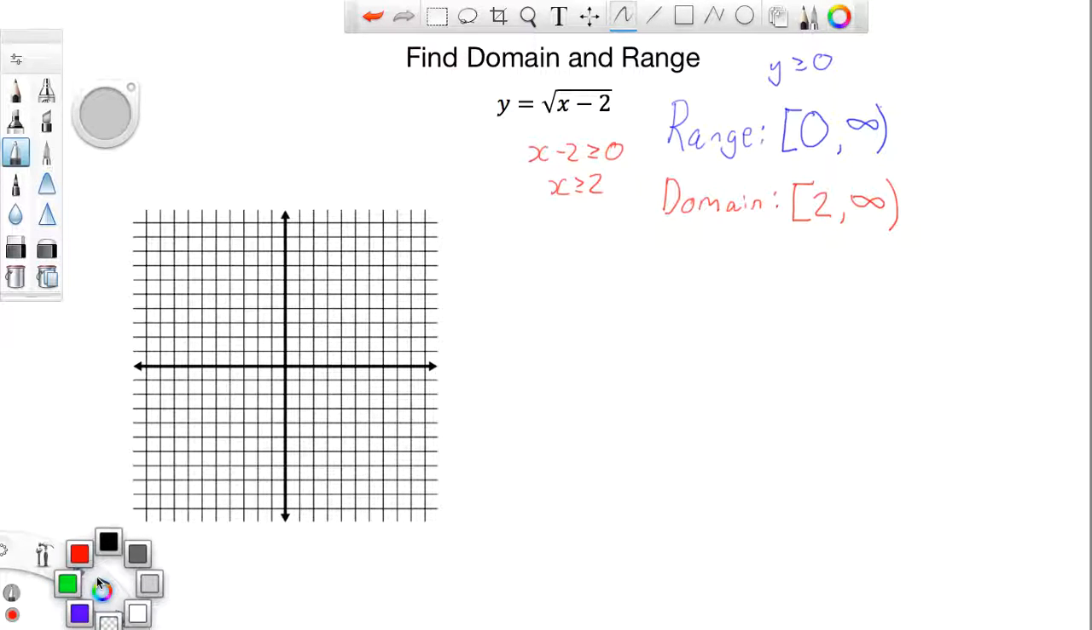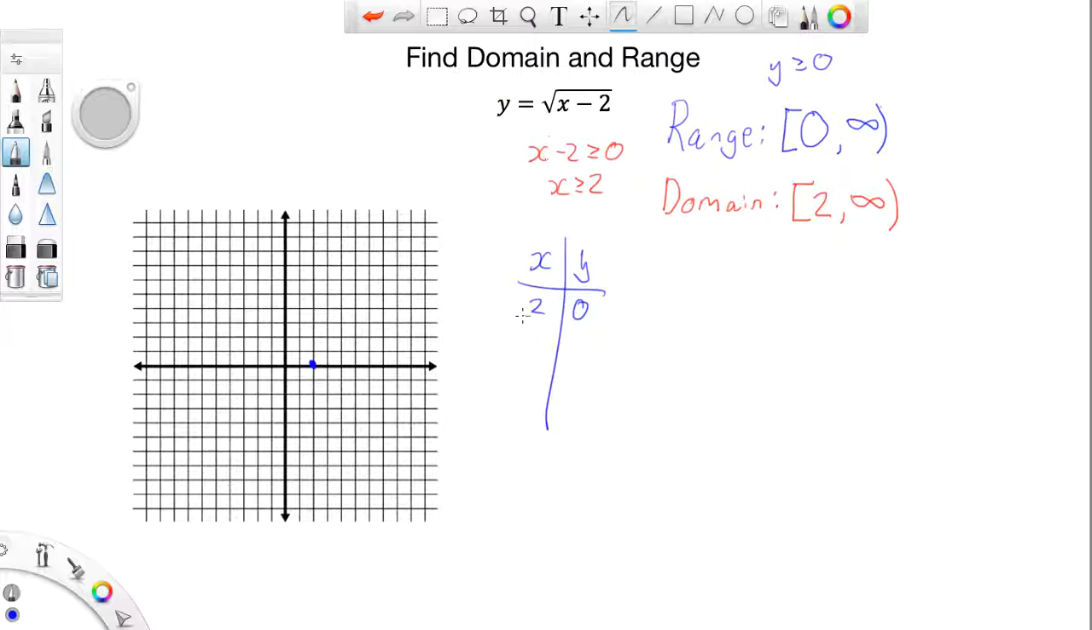So let's do that. And I'll use blue again here. So what we would want to do is make a table of values. We want to start with our x's and our y's, and we want to find some values here. So again, we should be able to see that for our x's, we have to start with 2. And if we have x is equal to 2, we're going to have 2 minus 2, which is 0, and the square root of 0 is 0. So at x is 2, we have y is 0.